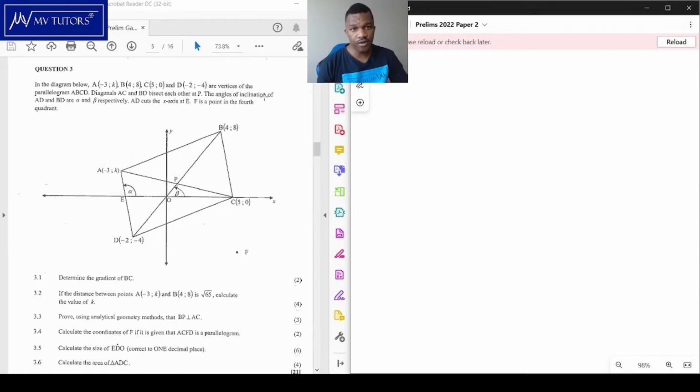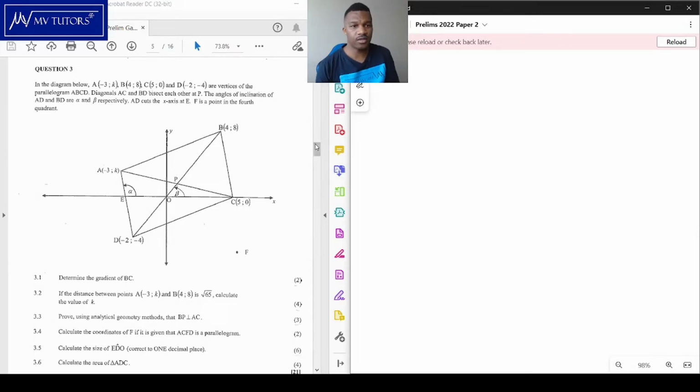The angles of inclination of AD and BD are alpha and beta respectively. AD cuts the x-axis at E. There it is. F is a point in the 4th quadrant. I see it right over there. Okay, determine the gradient of AB.